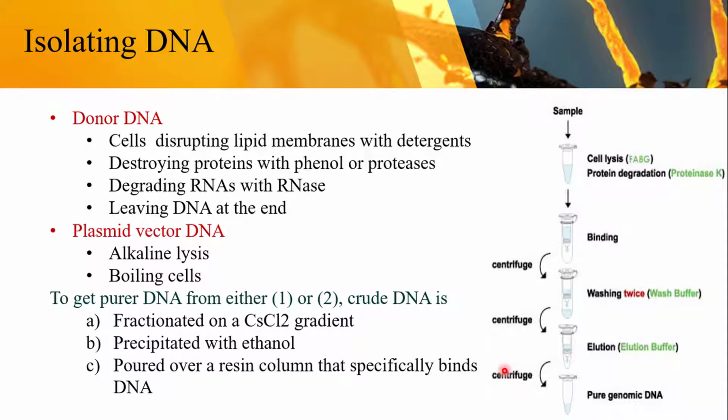To get purer DNA from either one or two, crude DNA is fractionated on a thiophosgene gradient, precipitated with ethanol, and poured over a resin column that specifically binds DNA. They show the steps, how it is done, and we get a pure genomic DNA at the end.